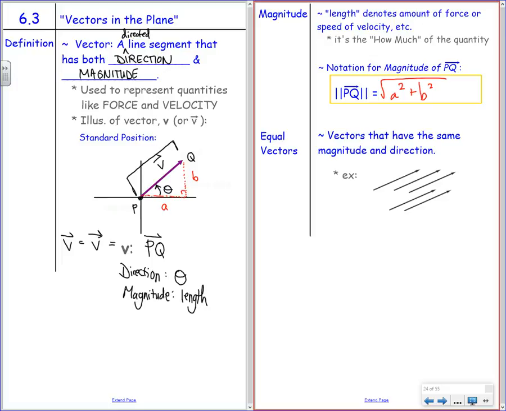Why are they all equal? Because they all have, well, first of all, I copy and pasted them all. Which means they all have the exact same what? Length. And if I copy and pasted them all, what else do they all have? The exact same direction. Wait, no. This one's pointed this way, that one's pointed that way. They're not all the same direction. They're the same direction, right?